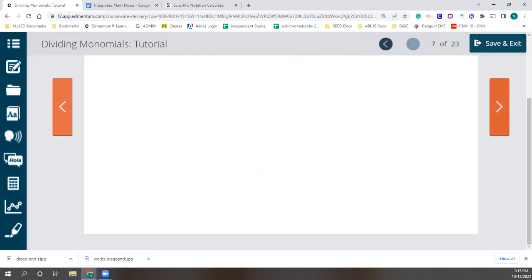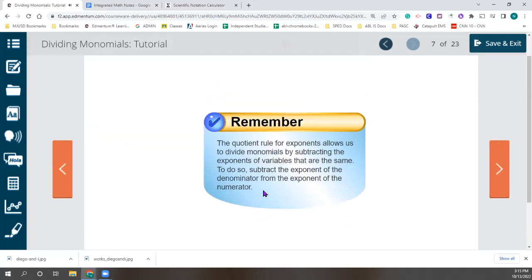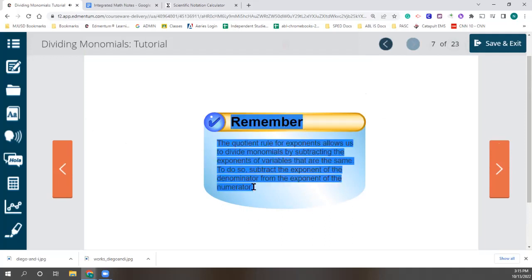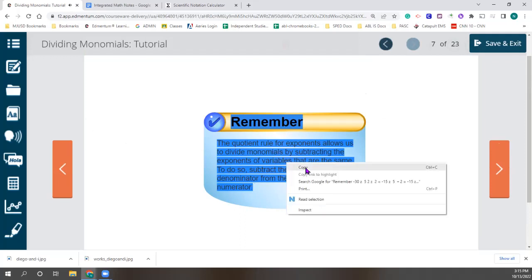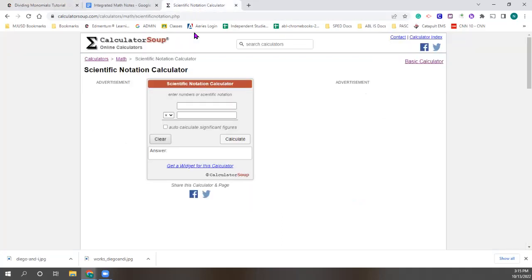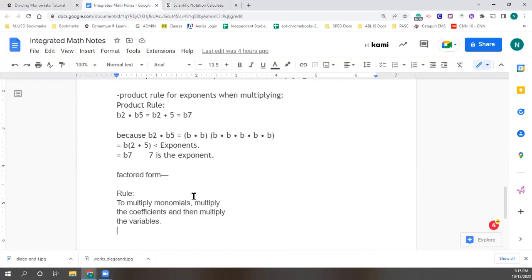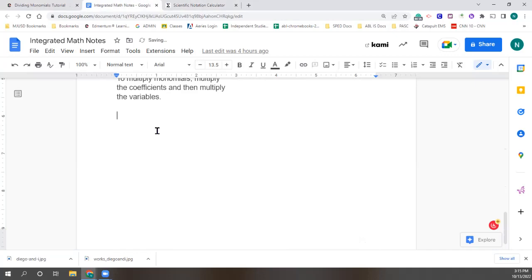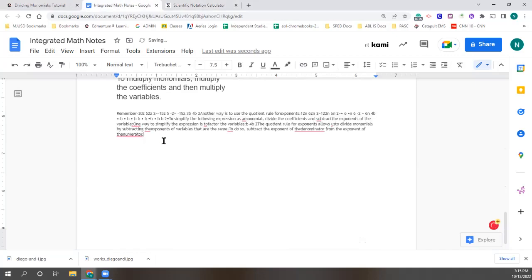Here's a rule. Remember, the quotient rule for exponents allows us to divide monomials by subtracting the exponents of variables that are the same. To do so, subtract the exponent of the denominator from the exponent of the numerator. Okay, so we have a lot going on in this one here. This rule has quite a bit going on.